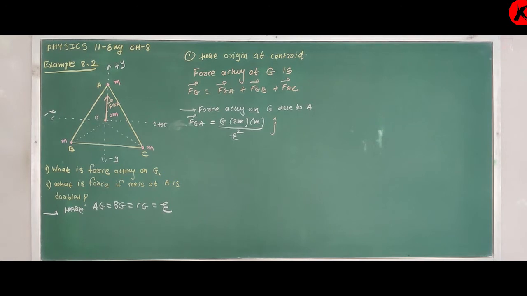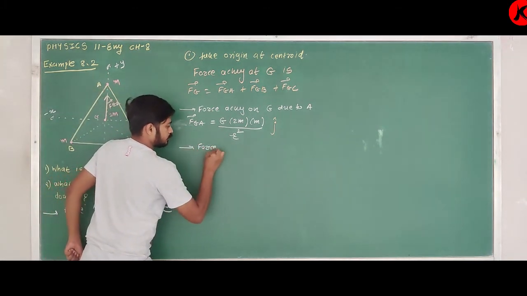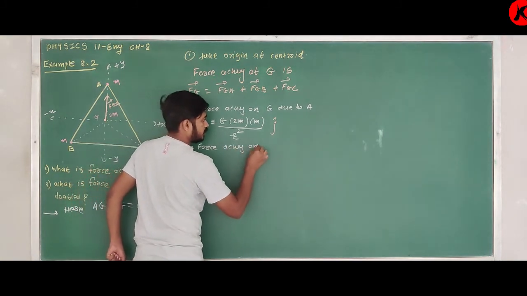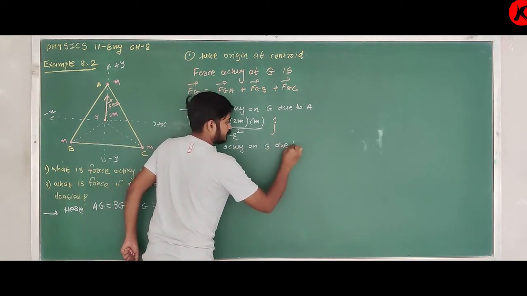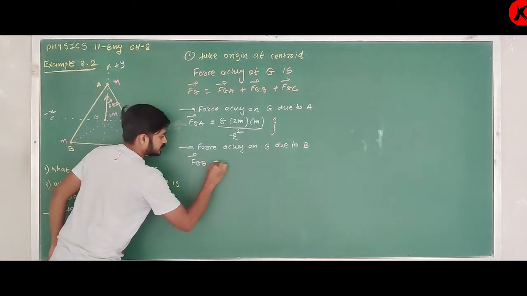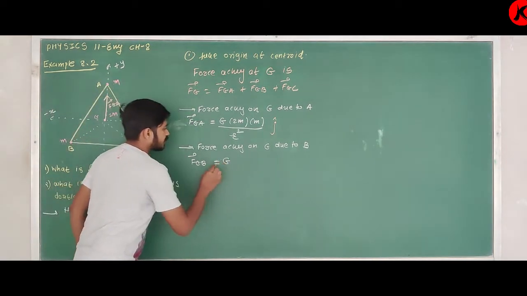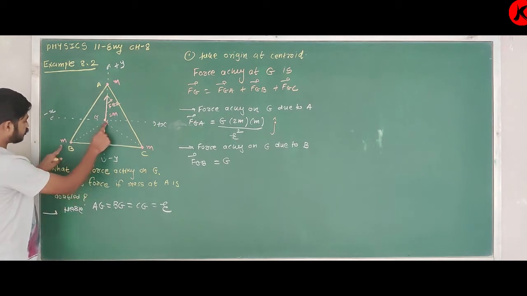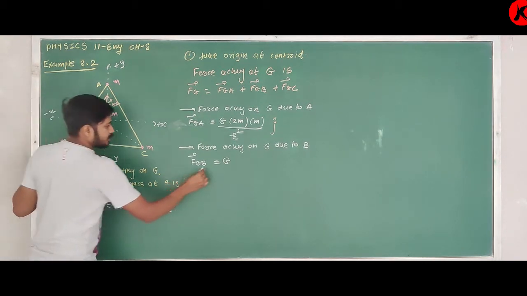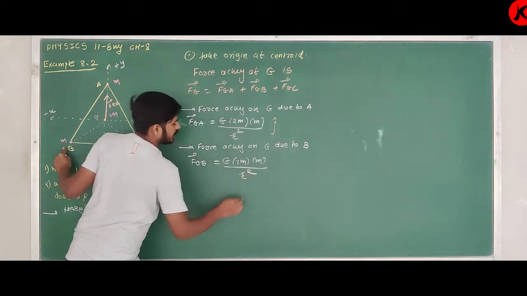Similarly, now we have to find the force acting on G due to B. First of all, the magnitude: G m1 m2 upon r square. So it is G, the force acting on G due to B. Here the mass is 2m, here the mass is m. So it is G 2m times m upon r square.